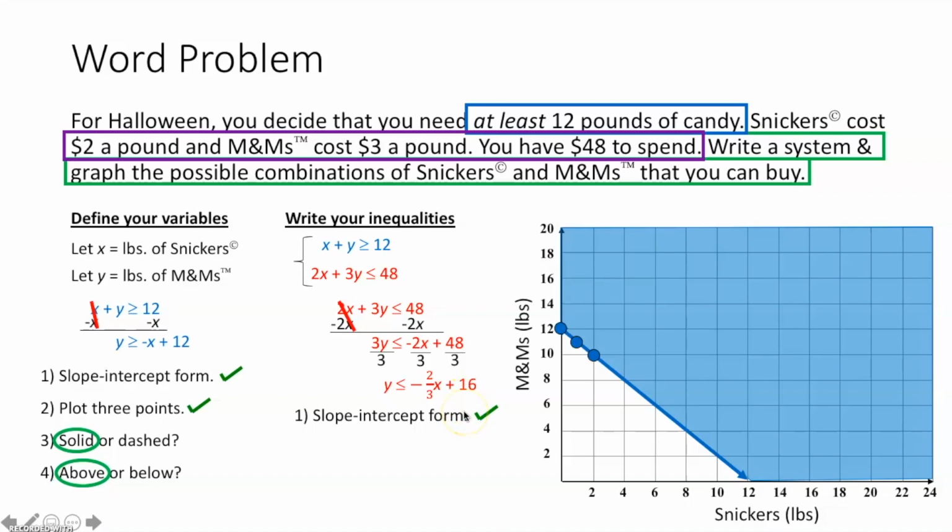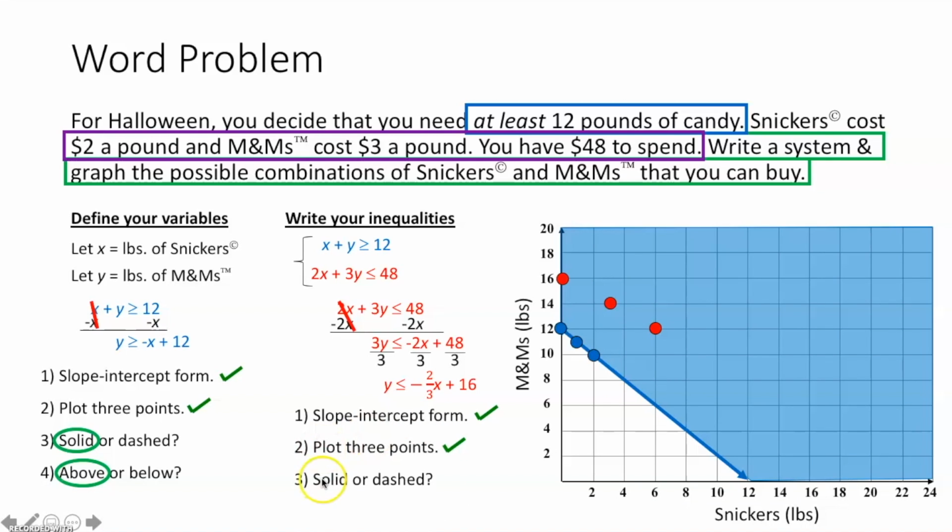We can then graph this line using 3 points first. So what is our y-intercept? That's the first point that we graph. That would be 16. So we go up to 16, put a closed circle because there's an equal sign, and then we use our slope to get the rest of the line. So it's negative 2/3. That means we go down 2, right 1, 2, 3, put a point. Down 2, right 1, 2, 3, put a point.